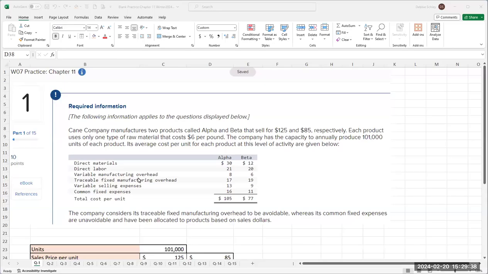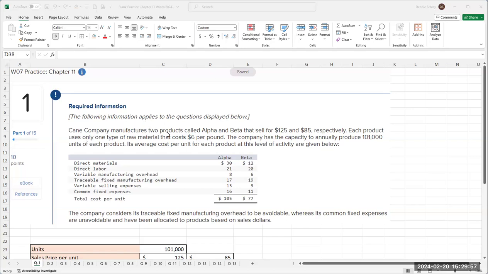Okay, this is going to be a homework walkthrough for practice chapter 11. And remember, for all 15 questions, this initial information is going to be the same. So I'm going to read through this once, and then we'll just utilize what we need for each question thereafter.